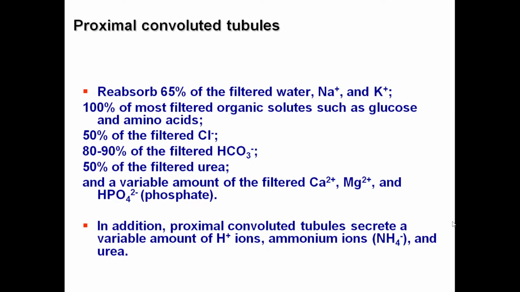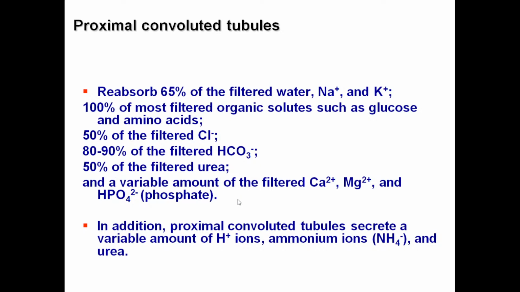So we will discuss the reabsorption based on the areas of the tubular system, and we will begin from the proximal convoluted tubule. As you can see on the slide, what you have is reabsorption of about 65% of the filtered water, sodium, potassium, and 100% of most of the filtered organic solutes, such as glucose and amino acids. 50% of the filtered chloride, bicarbonates, almost all of it, and 50% of the filtered urea.